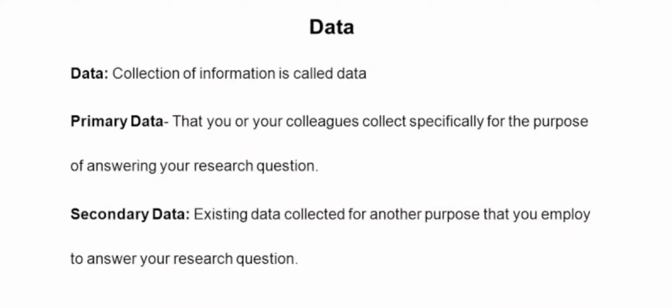So let's start. Data. Data is a collection of information. Data are of two types. One is primary data, second is secondary data. Primary data is data that you or your colleague collect specially for the purpose of answering your research questions, meaning data which you have got directly is called primary data.